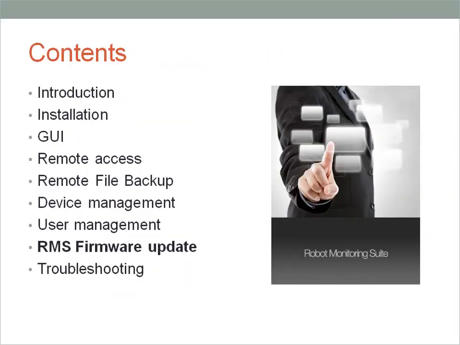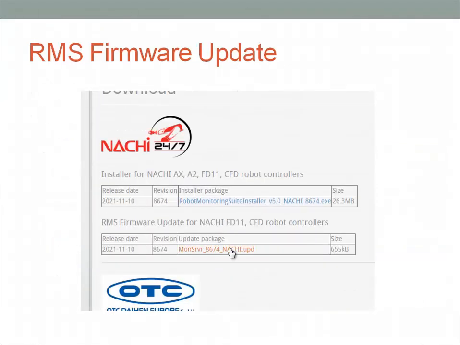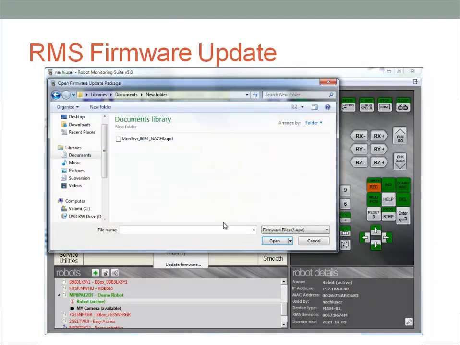Finally, let's see how the Robot Monitoring Suite firmware can be updated remotely. It is possible that new revisions will be released of the Robot Monitoring Suite firmware, and in this case you don't need to travel to the robot controller and you don't need to be on site to update the firmware. To update the firmware, download the latest package from monitoringsuite.com, start a remote monitoring session on the robot controller, right-click and select Update Firmware from the context menu.